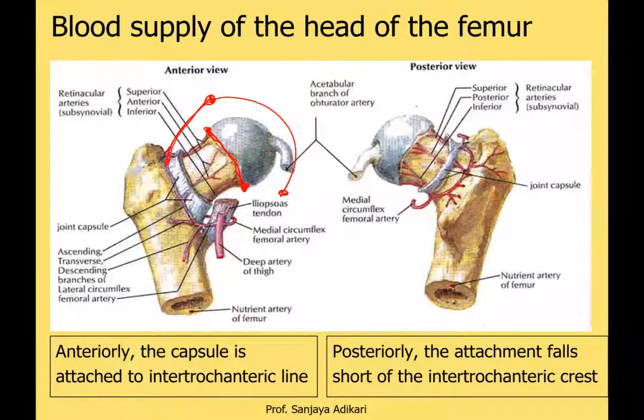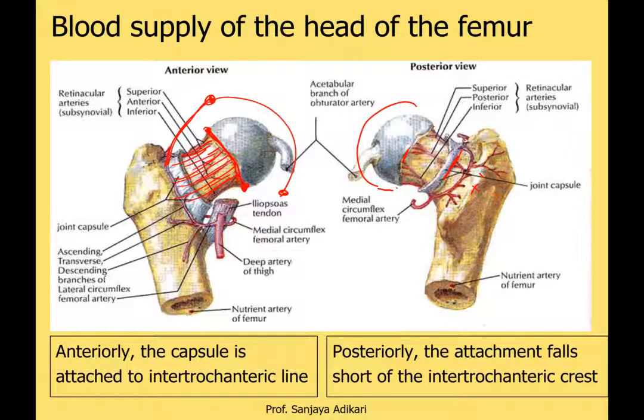Okay, so if I draw it here also, posteriorly it is not attached to the intertrochanteric crest. It is attached halfway between this line and the intertrochanteric crest, so it's attached to the neck. This is on the posterior side. Wherever it is attached, the fibers of the capsule are reflected back along the head of the femur, and these are called retinacular fibers, and they end here.